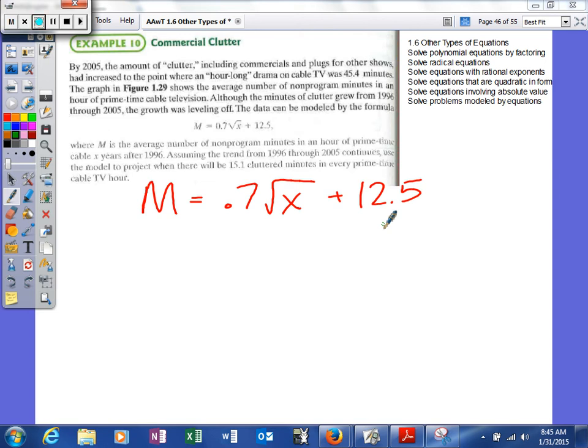The data can be modeled by the formula right there, where M is the average number of non-program minutes in an hour of primetime cable X years after 1996. Assuming the trend from 96 to 2005 continues, use the model to project when it will be 15.1 cluttered minutes in every primetime cable hour. So what we're going to do is we're just going to plug into our formula.